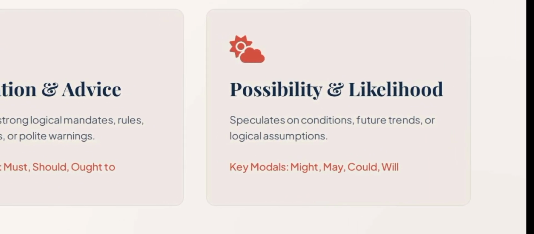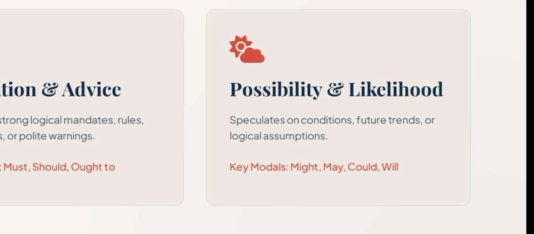What is possibility? To show possibility and likelihood, we can use may, might, could, will. For example, to show future willingness, we use will. I will call you tomorrow. Would, for polite request or habit in the past, you can use would. Would you like some tea?